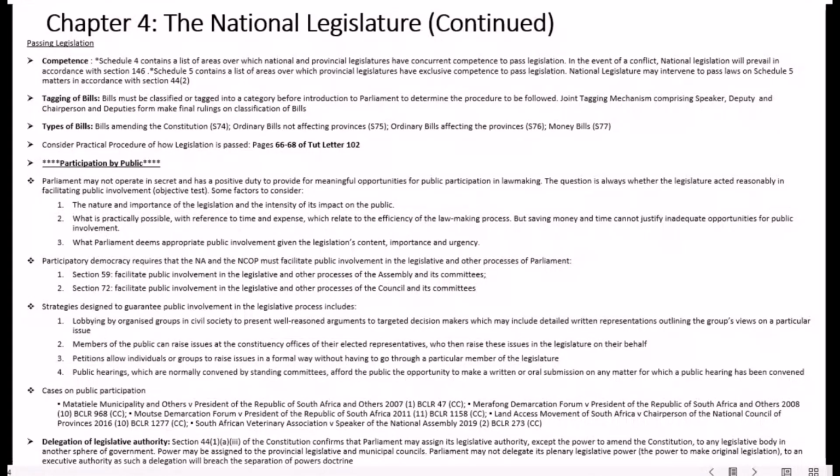They cannot do that, but they can ask the executive, a specific minister, for example, to make regulations on a specific matter just for practical purposes. Okay, so those are the delegation powers.